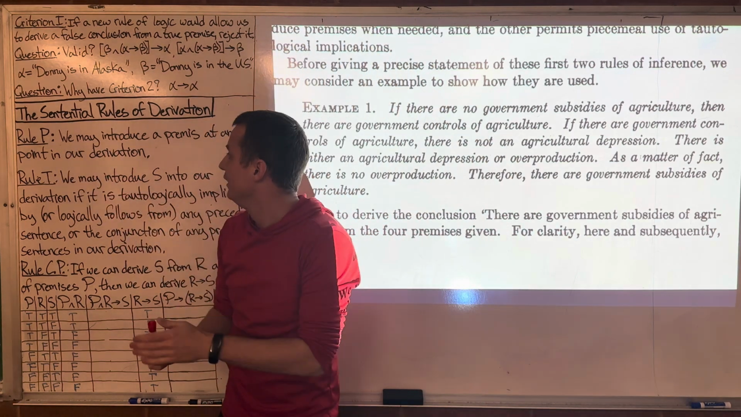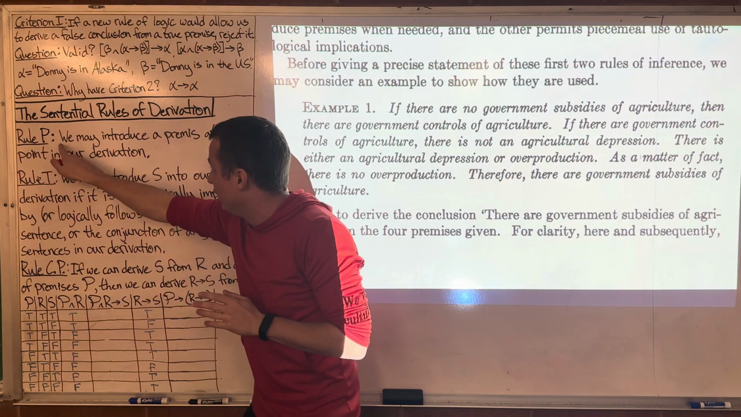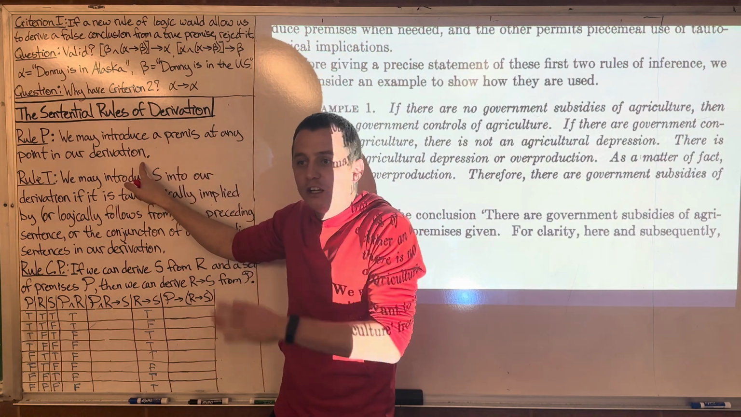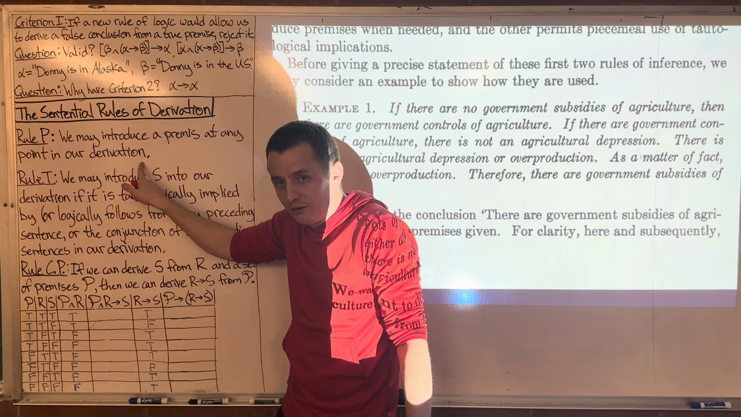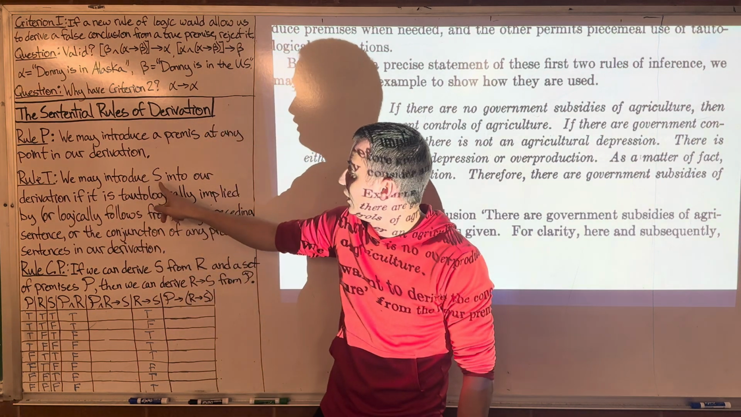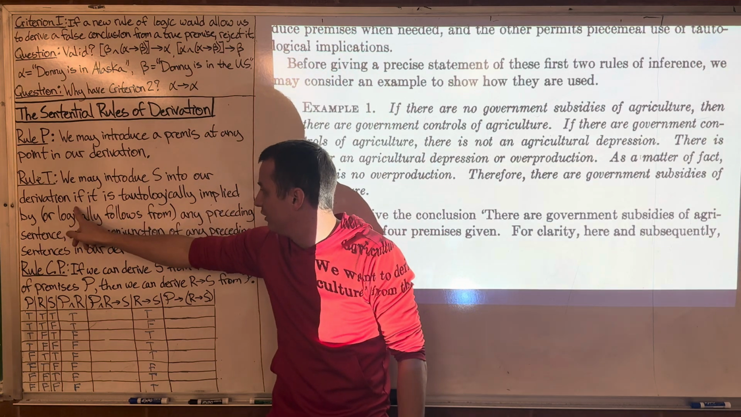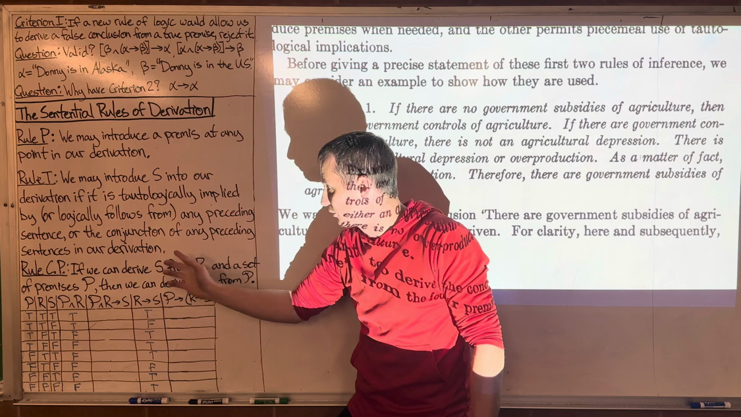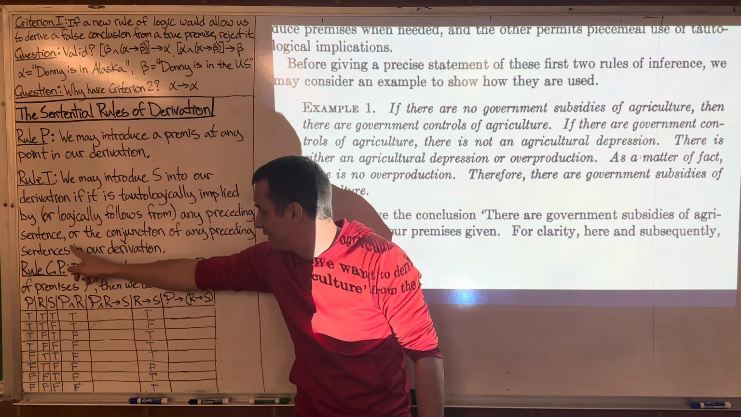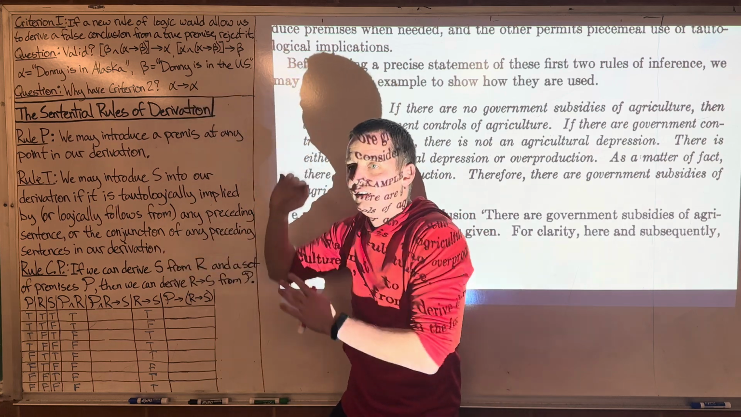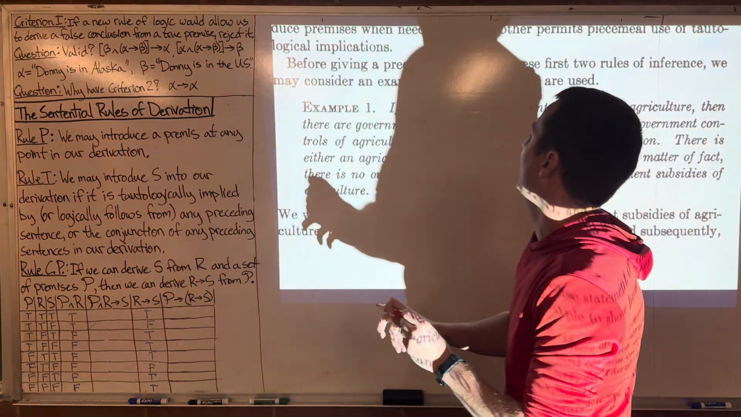So rule P, one of our rules of derivation. We may introduce a premise at any point in our derivation. You can introduce any premises you want in a derivation, at any point you want. Rule T is we may introduce S into our derivation if it is tautologically implied by, or logically follows from, any preceding sentences, or the conjunction of any preceding sentences. So that's a mouthful. Let's see it in action, and then these will seem much simpler.